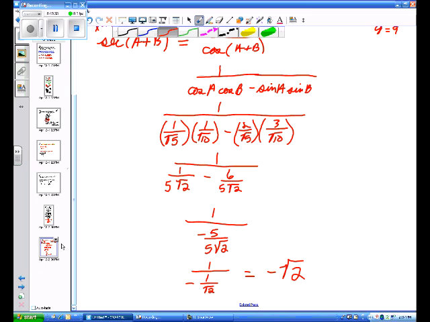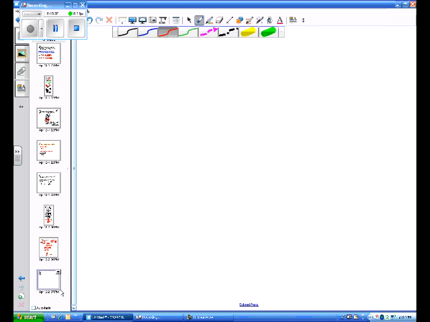Let's look at one last one along this line, and then we will look at a few identities. Let's say that we were given that the tangent of A plus B was 2 and the tangent of B was 1/3, we want to find the tangent of A.